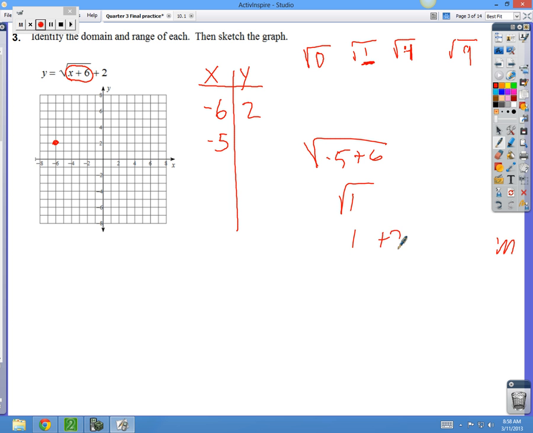But then you have the plus 2. So it should give you a 3. Negative 5 gives you 3. So go left 5, up 3. You got a dot. Okay, next.